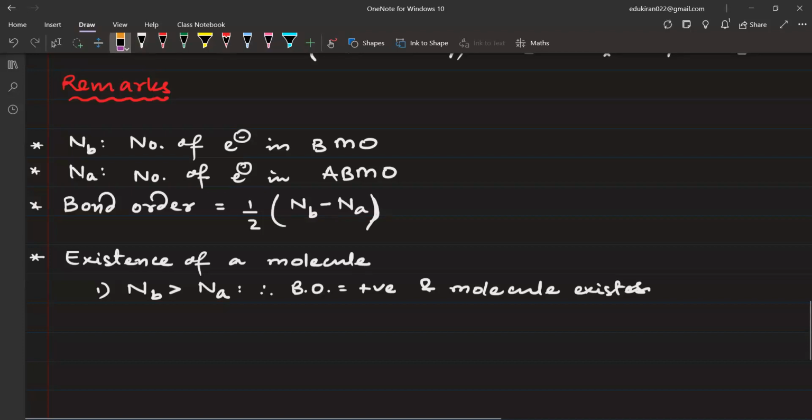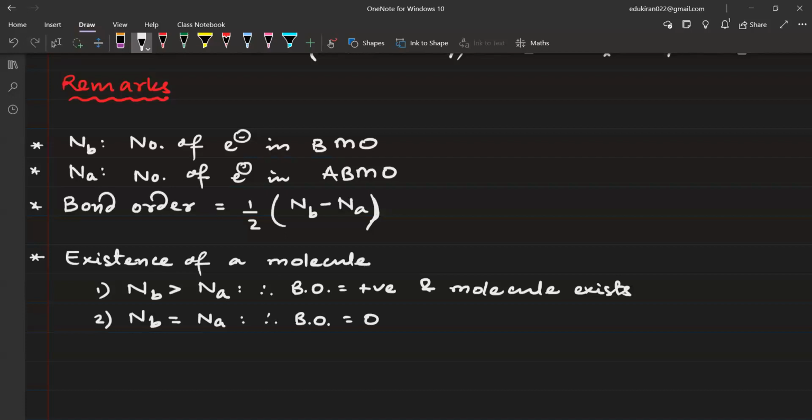Okay. So they can ask you questions like comment on the existence of the following molecules. So we'll treat them with MOT. Treat them means you will fill in the electrons, like whatever we are going to do for H2 and many other elements. And then you will talk about the number of bonding and anti-bonding. Second case can be when the number of bonding is equal to the number of anti-bonding. In that case, what is going to happen? Therefore, the bond order will be equal to 0 and the molecule doesn't exist.